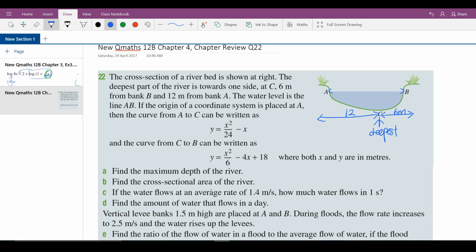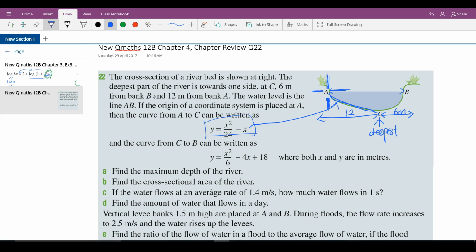And if the origin of a coordinate system is placed at A, what does that mean? That means if we draw the Cartesian plane with the origin here, like that, then the curve from A to C can be written like this. So let me rub out a little bit here. From A to C, this line can be represented as a function: y equals x squared over 24 minus x.